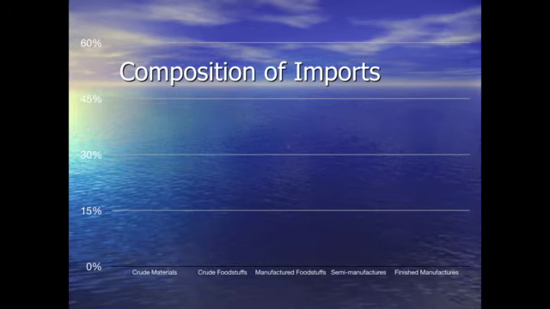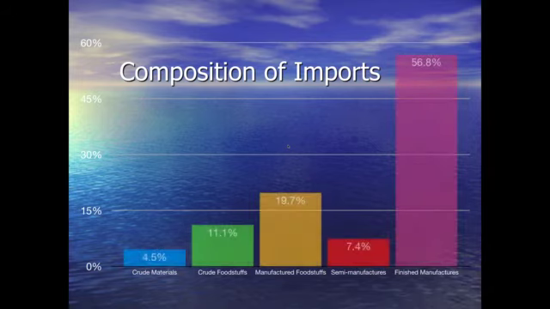We can do the same thing for imports and see how our import profile changes during that time period. So again, we start in 1821, and we can see by far the greatest percentage of imports is coming from finished manufacturers. All right, so let's take a look at how that changes over time and how that relates to these other import sectors that we're talking about.